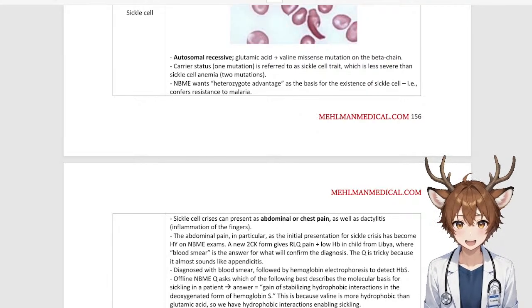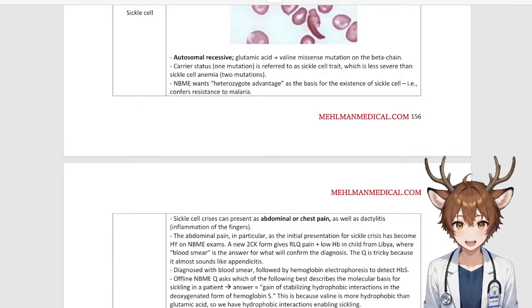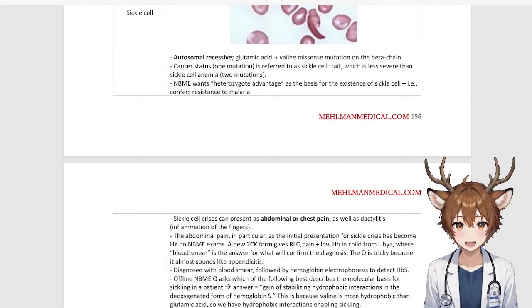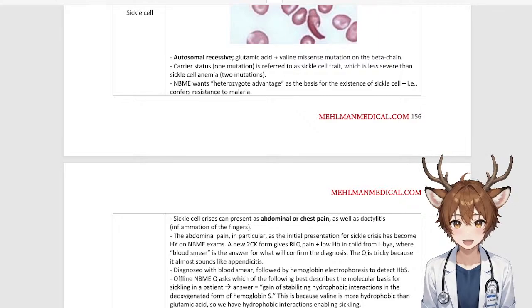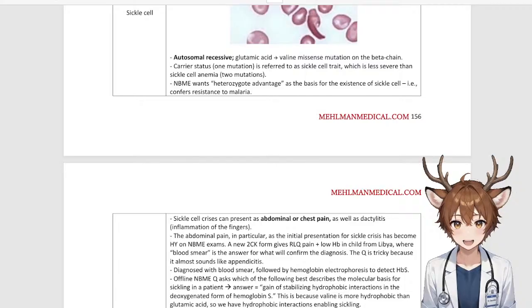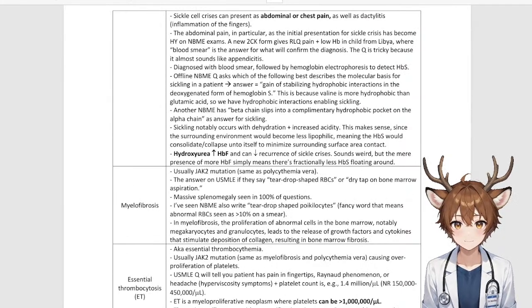An offline NBME question asks, which of the following best describes the molecular basis for sickling in a patient? The answer should be gain of stabilizing hydrophobic interactions in the deoxygenated form of hemoglobin S. This is because valine is more hydrophobic than glutamic acid, so we have hydrophobic interactions enabling sickling. Another NBME has a beta chain slipping into the complementary hydrophobic pocket on the alpha chain as the answer for sickling. Sickling notably occurs with dehydration plus increased acidity. This makes sense since the surrounding environment would become less lipophilic, meaning that the hemoglobin S would consolidate/collapse unto itself to minimize surrounding surface area contact.